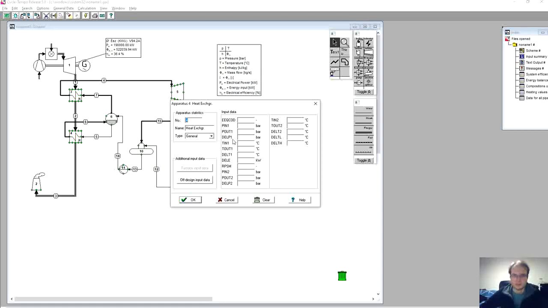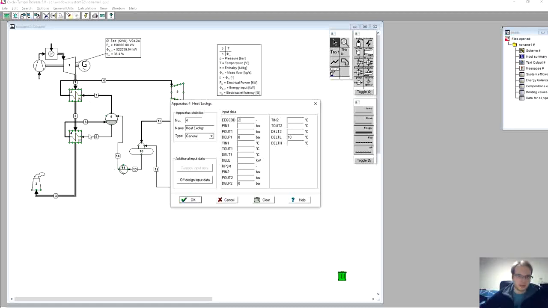Here we need to specify the pressure differences, so let's put 0, 0. Delta T at the low side of the heat exchanger, let's put 10 degrees C as the pinch point, and let's put EEQ code number 2 in here.